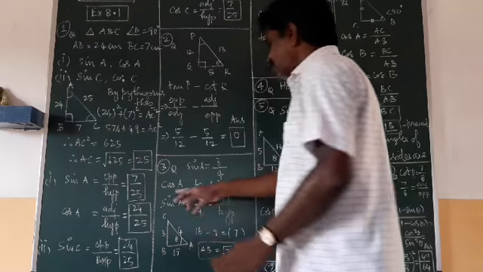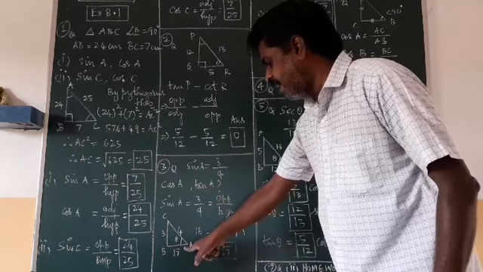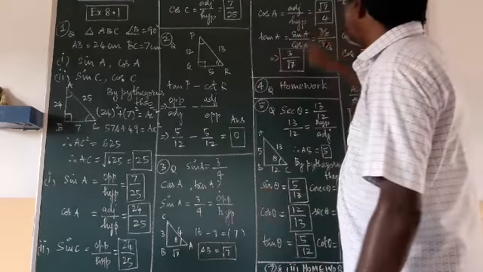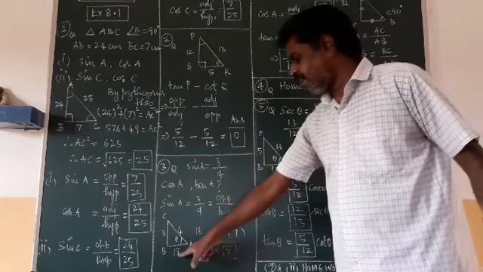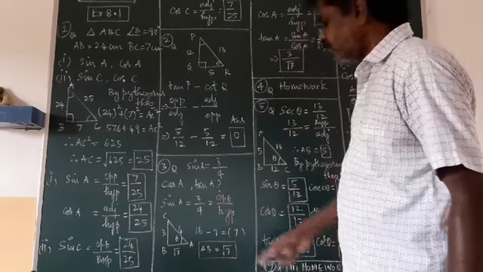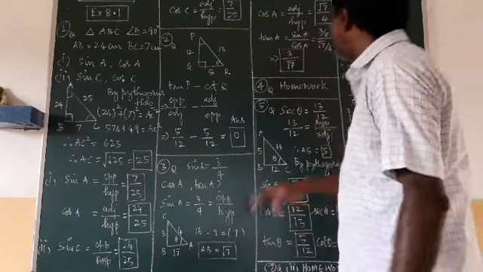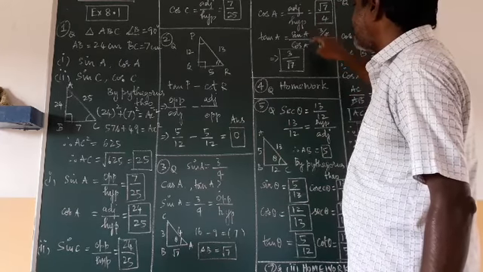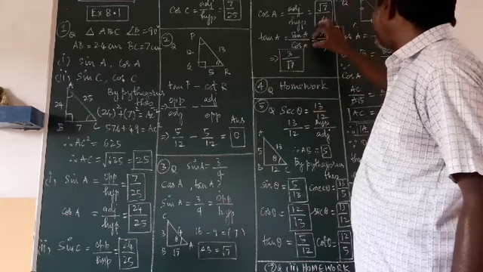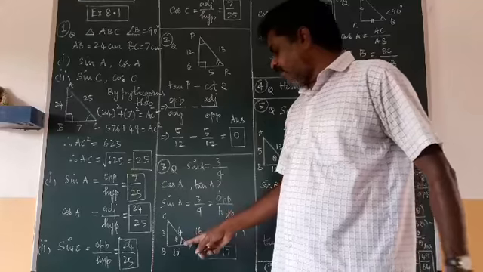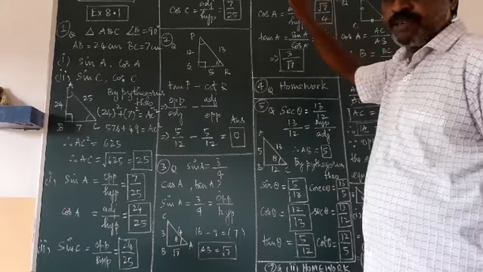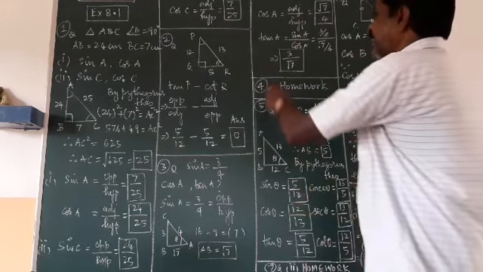Now what are they asking? What is cos A? Cos A is adjacent upon hypotenuse. Adjacent is root 7, so root 7 upon 4. That is cos A. Tan A is what? Tan A is opposite upon adjacent, that means sin A upon cos A. So 3 upon root 7. Either you can do the sin A, cos A ratio, or from the figure you can directly write opposite upon adjacent. I have done sin A upon cos A. This way also you can do. And 3 upon root 7 is the tan A value.